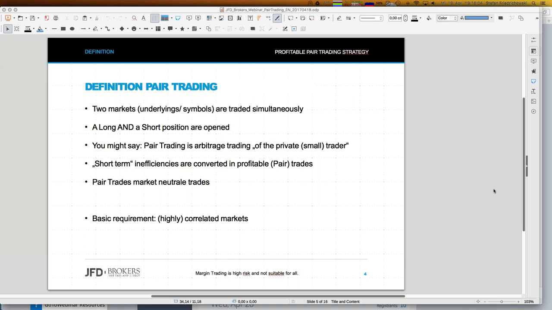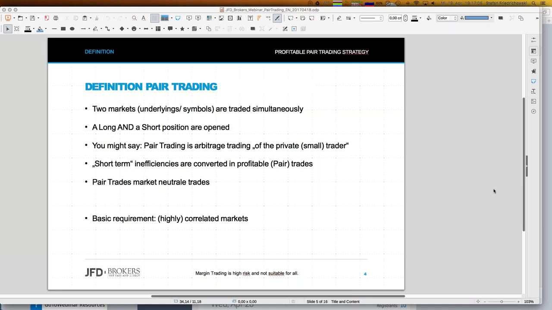I mentioned once again that those pair trades are always market neutral. That market neutrality is very important because if the overall market, for example, would increase, like think about we have a short trade on Brent and a long trade on WTI, and the overall oil price would increase by 10%, that would not have any impact if our pair is really market neutral. So the overall increase or decrease of the oil price has no impact on our trading results. What we use here are market inefficiencies, which bring those prices together once again. And the basic requirement, as always, is that the two markets are highly correlated.